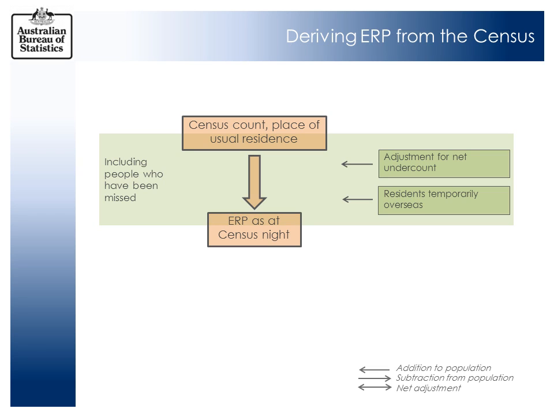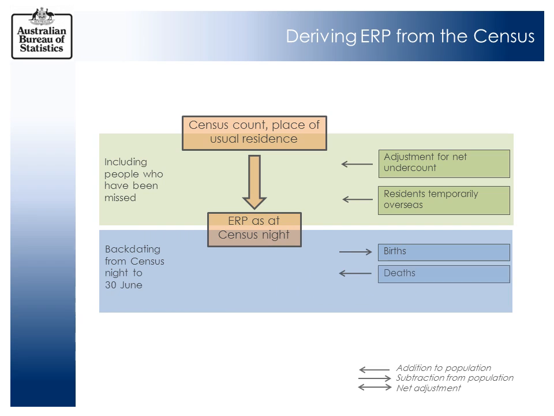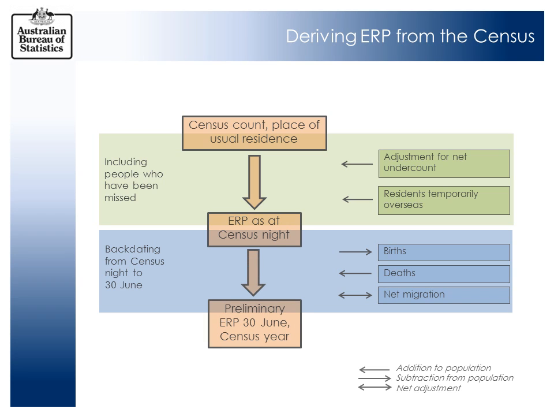And because the census is held in August, a backdating adjustment is made to account for the population change between census night and the 30 June reference date. So to do this, we subtract births, we add deaths, and we remove the effect of net migration that occurred during this period. This results in an ERP for 30th of June of a census year for each region. This is now our population base.